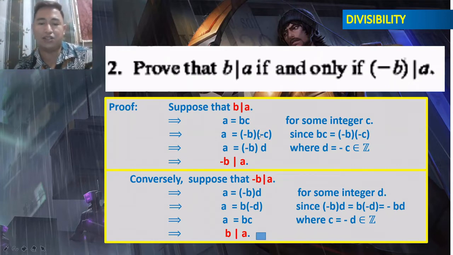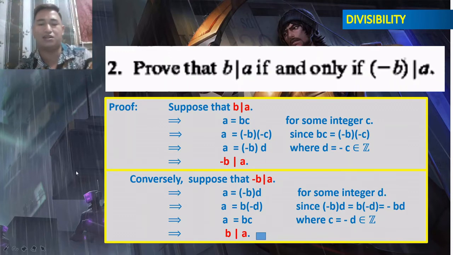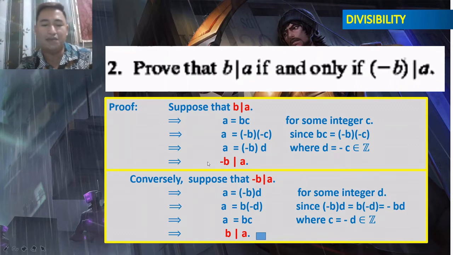So, A is equal to negative B times D. So, negative C, we replace with D, where D is equal to negative C, an element of the integers. Therefore, A takes the form negative B times something that is an integer, which is D. So, negative B divides A.